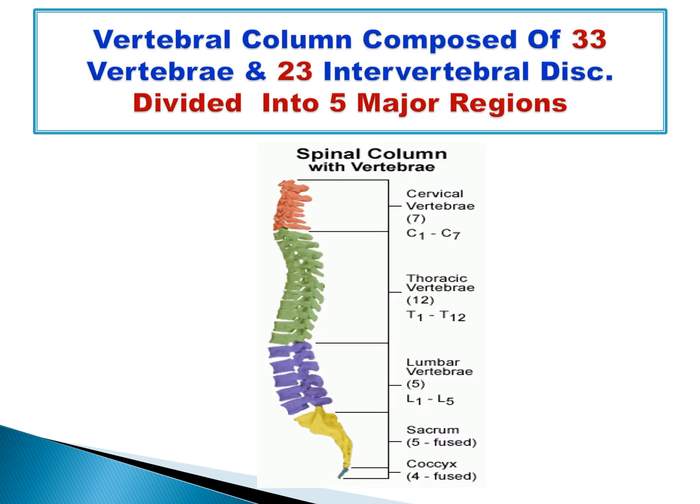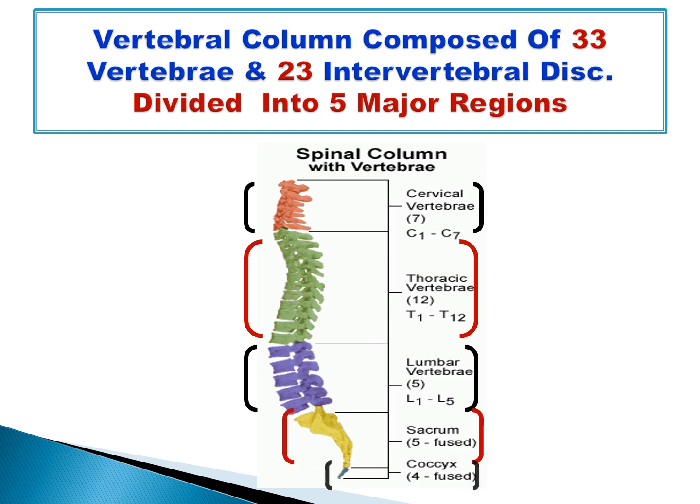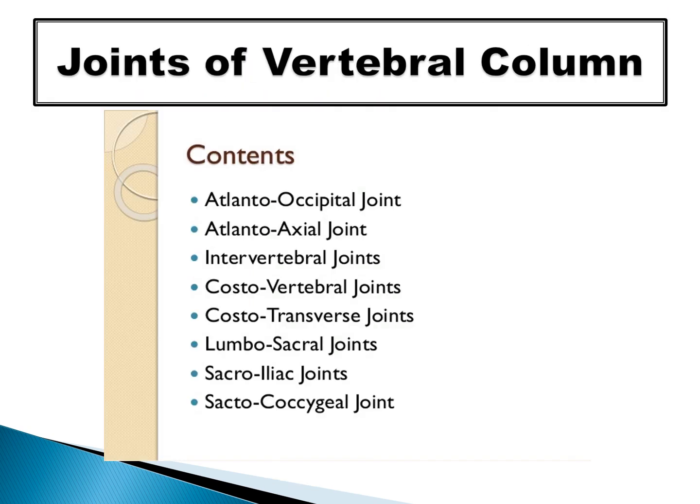So the vertebral column is composed of 33 vertebrae and 23 intervertebral discs divided into 5 regions: the cervical region, the thoracic region, the lumbar region, the sacral region and the coccygeal region.